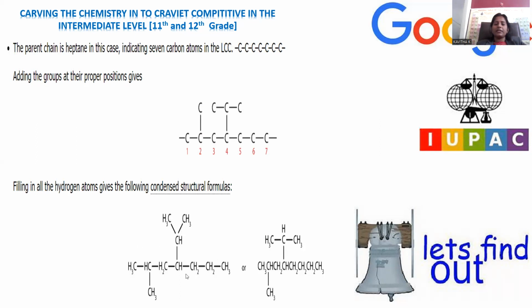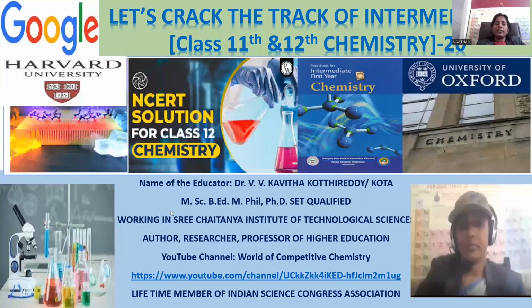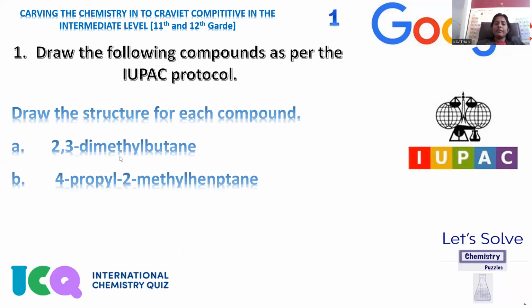And this is the complete structure of the given compound, where 4-propyl is there, 2-methyl is there, heptane is the parent chain. So whenever a compound is given, we have to give the name. Whenever a name is given, we have to assign the chemical structure as per the IUPAC protocol. So 2 compounds were given. Question number 1 regarding IUPAC naming: as per the IUPAC naming, how to draw the chemical structure, completed.